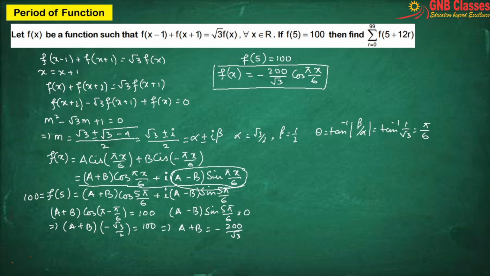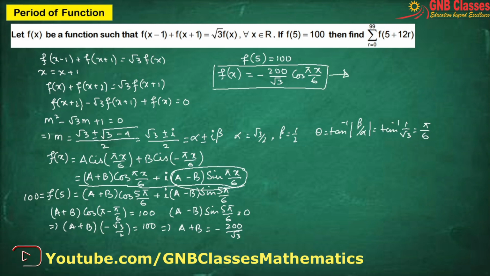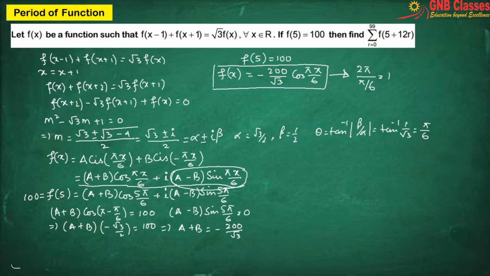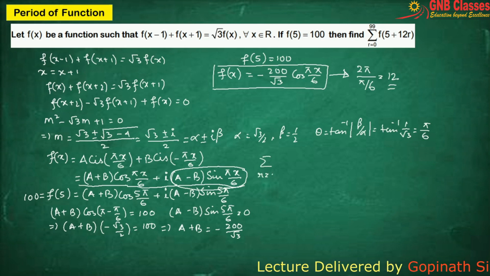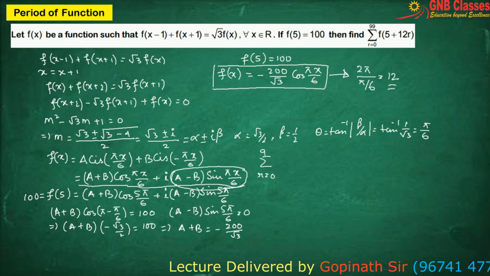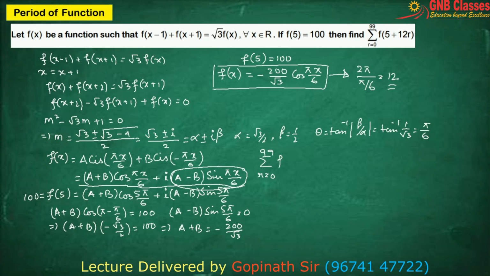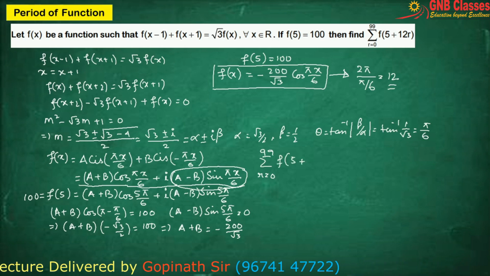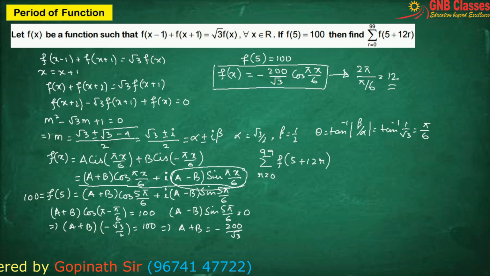Now we can see easily that this function is a periodic function with period 2 pi by 6. That gives you 12. Therefore, the function f(x) is a periodic function with period 12. Is it clear? Therefore, we can write sigma r equals 0 to 99 of f of 5 plus 12r.